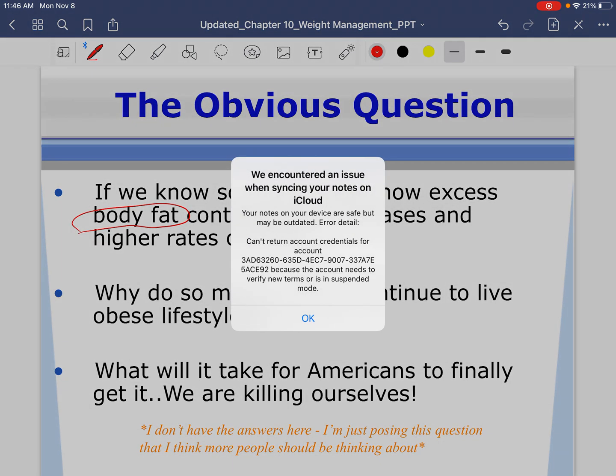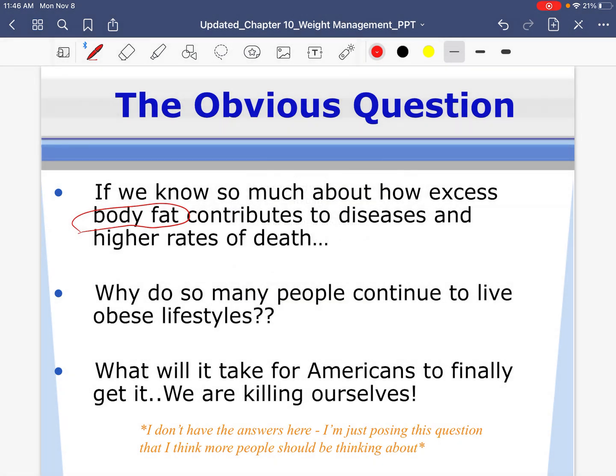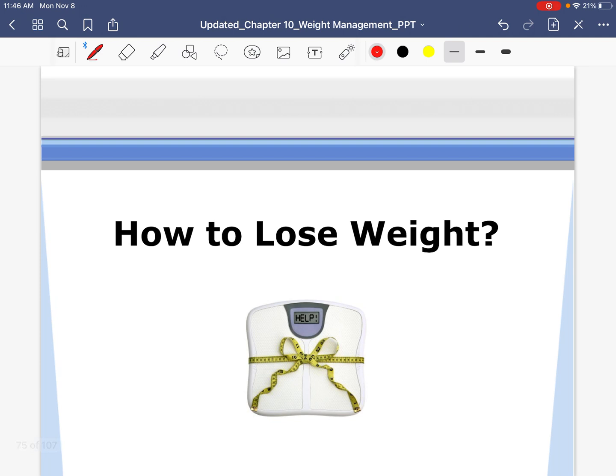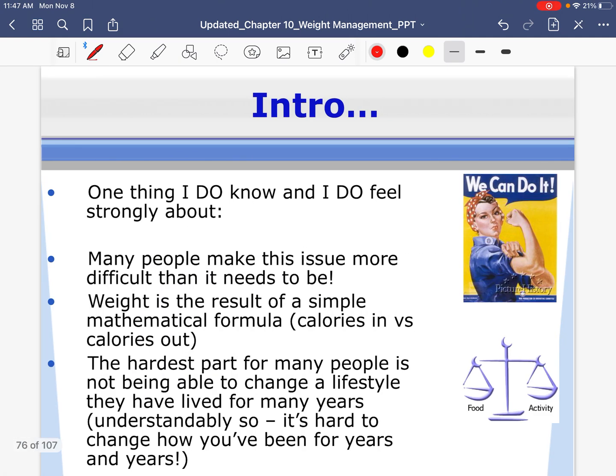So the obvious question is, if we know that too much body fat is bad, why do so many people continue to be sedentary and eat in excess? I don't have the answers here. I'm just laying it out. Nutrition is a really hard thing to change. It's a hard thing for us to change. But I think it's worth having the conversation because what we eat absolutely impacts our life, our health throughout our life.